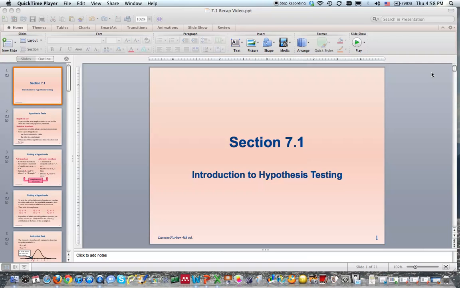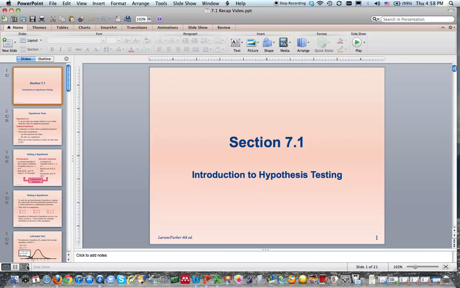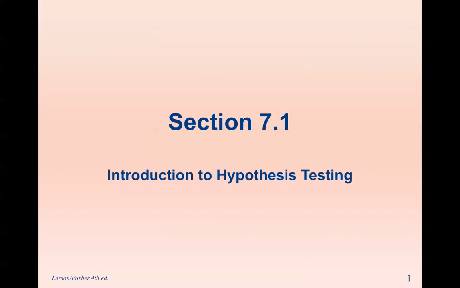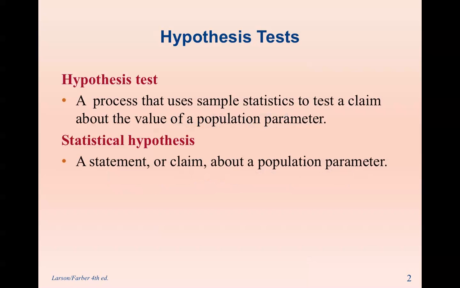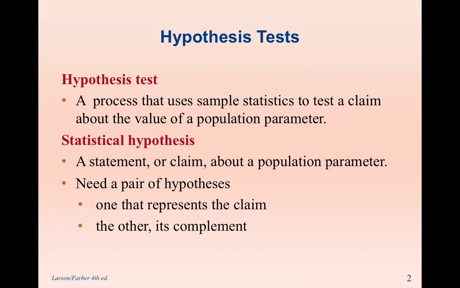All right, here is your section 7.1 recap video. So for section 7.1, we were introduced to hypothesis testing. A hypothesis test is a process that uses sample statistics to test a claim about the value of a population parameter. A statistical hypothesis is a statement or claim about a population parameter.